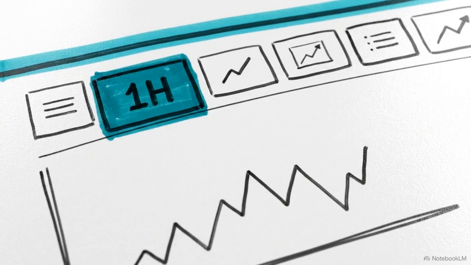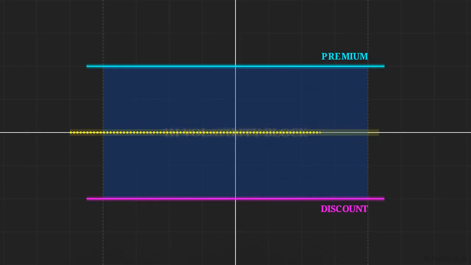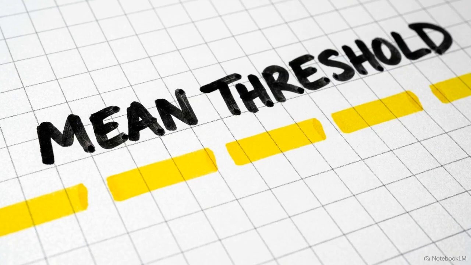The foundational layer of this framework begins with the 1-hour higher timeframe volatility block. This animated chart isolates the exact geometry of that volatility block. We define its upper premium boundary with an aqua line and its lower discount boundary with a fuchsia line. The most critical macro component of the system splits this volatility block exactly in half. This yellow center line is the 1-hour mean threshold, the 50% equilibrium point of institutional volume.